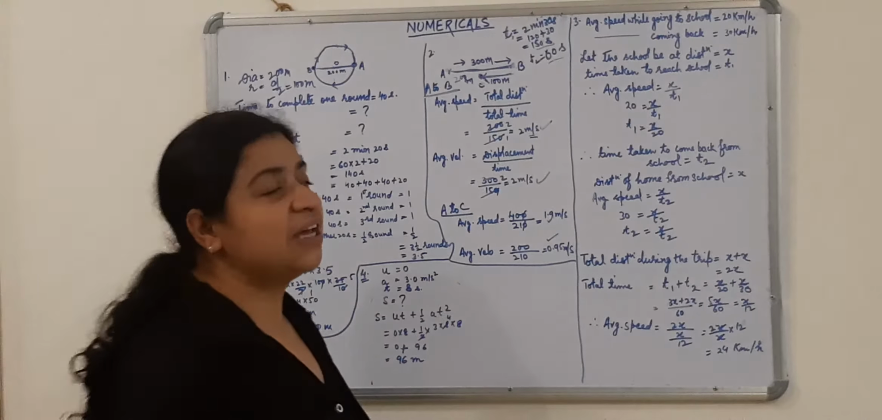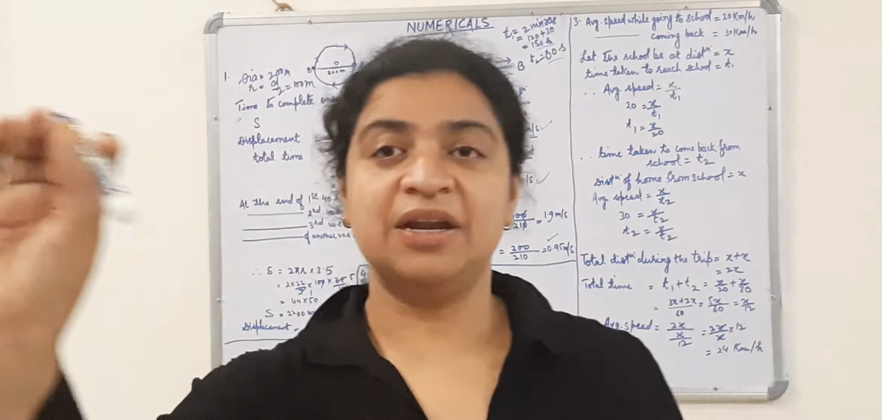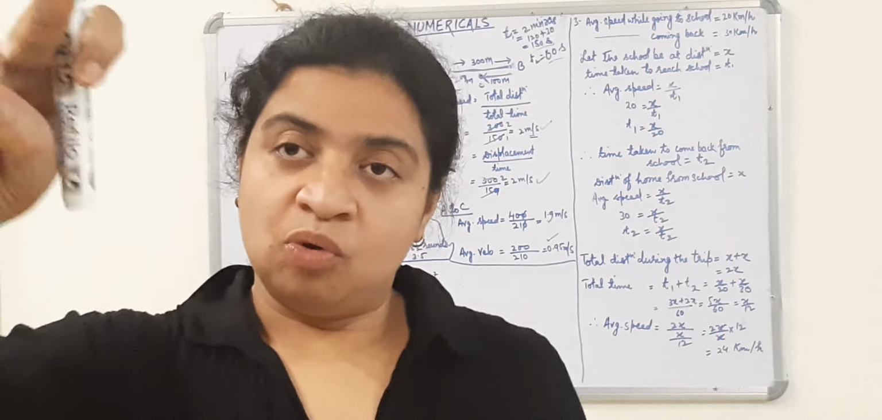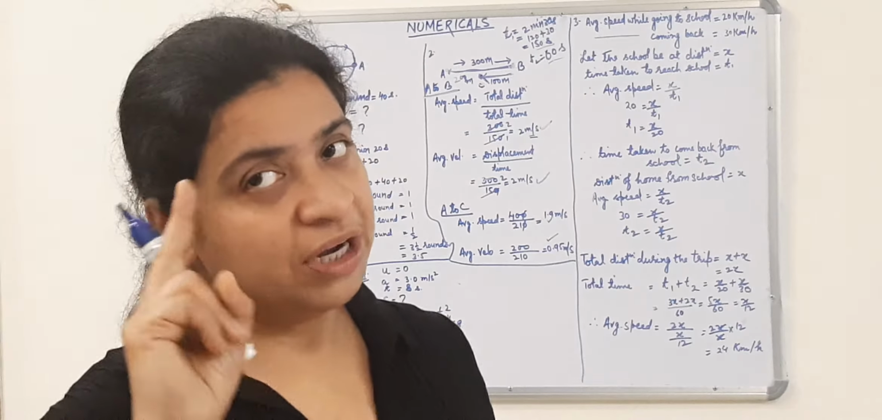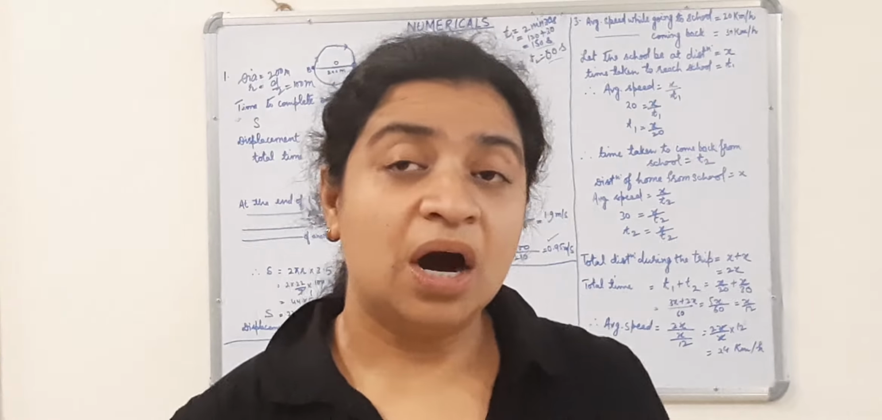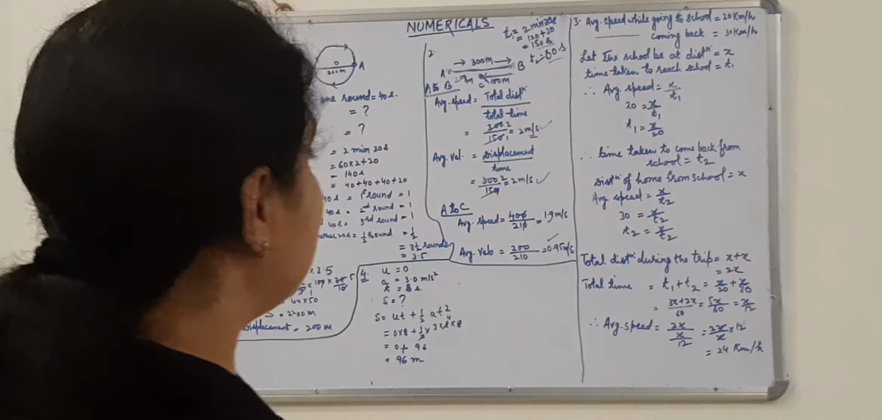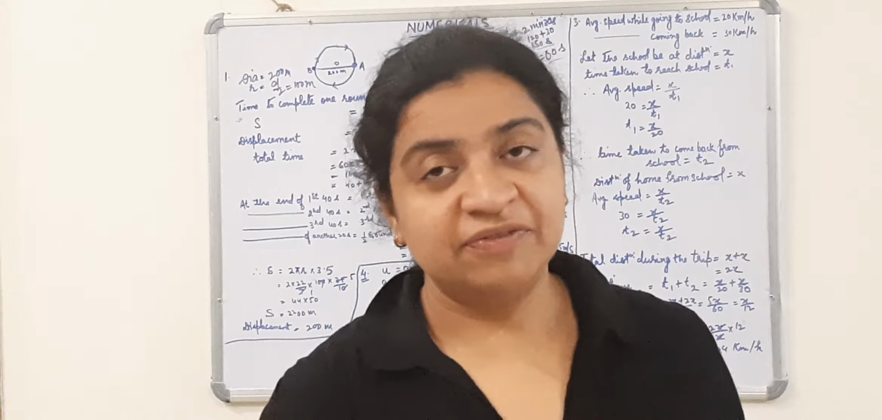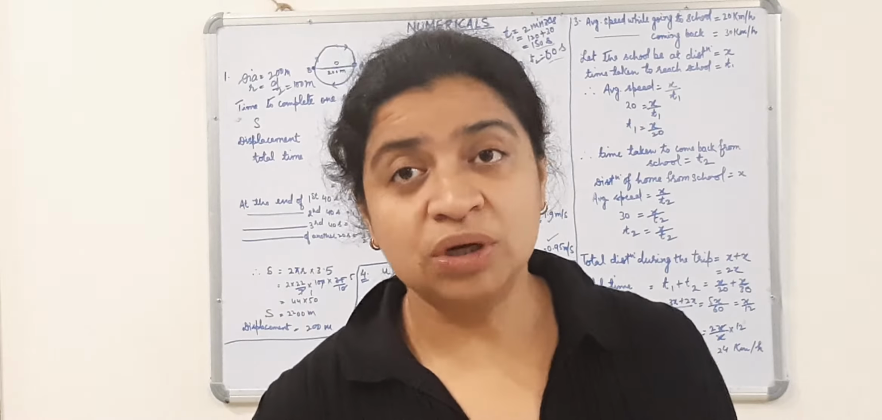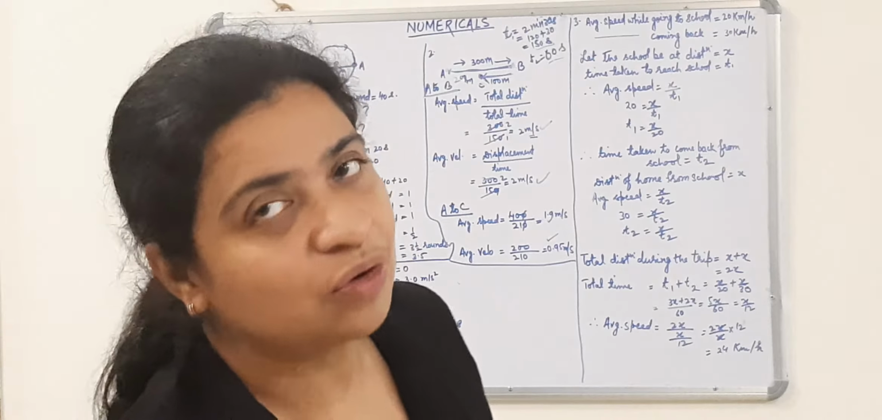Children, in this case, we are simply given the average speed from home to school and the average speed from school to home. Only two things are given. How are we going to find out the average speed of the whole trip? To find the average speed, we need total distance and total time. Let's see how we are going to find out.